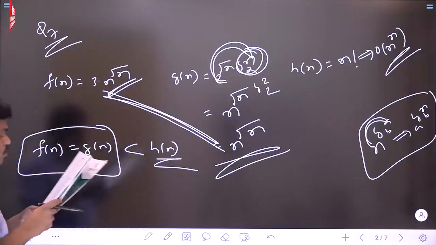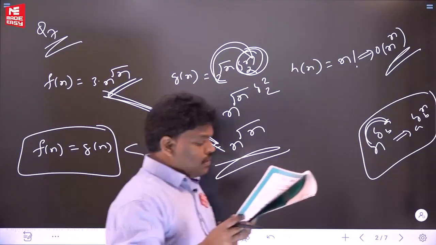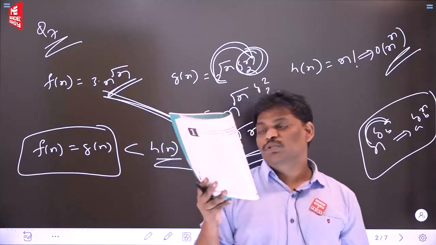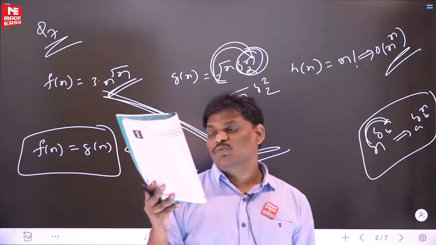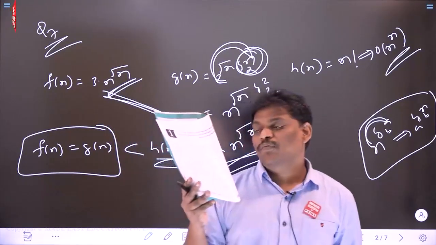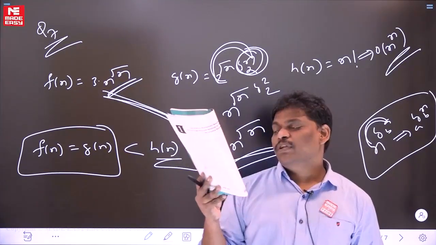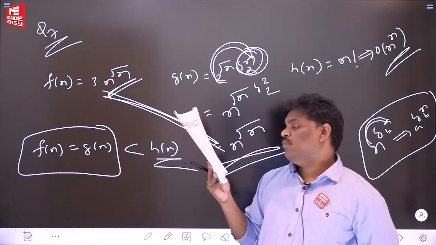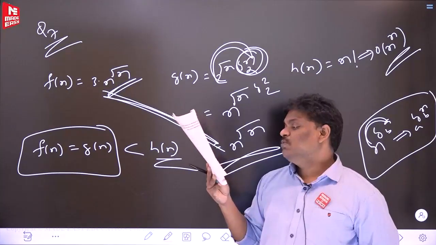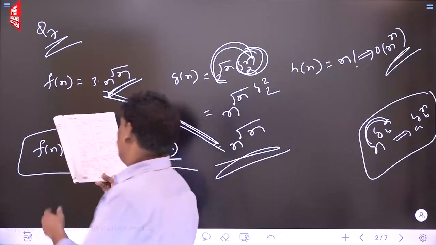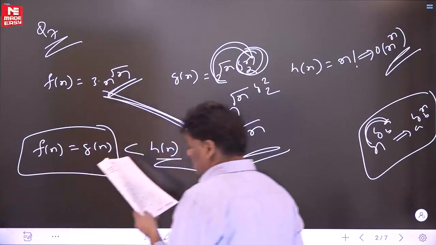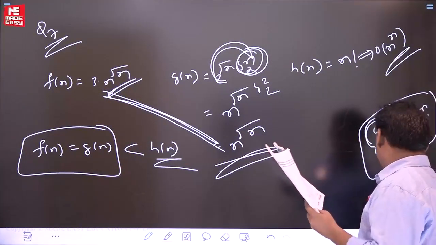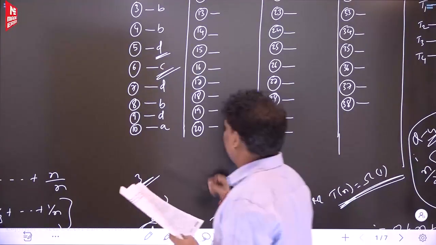Now for question number 7, what is the answer? F of n and g of n are both equal, right? H of n is bigger. So which option is it? Which one of the following is true? Option A, h of n is big O of f of n, no. B, h of n is big O of g of n, no. C, g of n is not big O of f of n, no. D, f of n is big O of g of n. I think the answer is going to be D. Question number 7, answer is D.